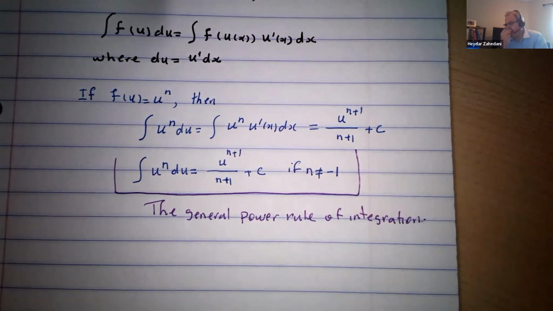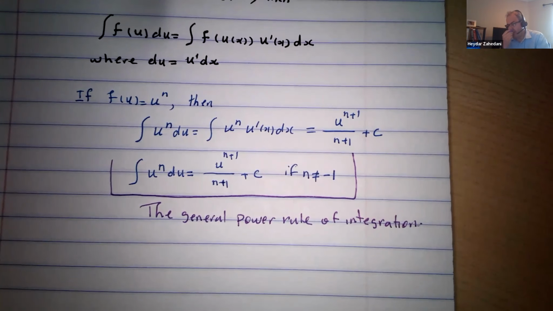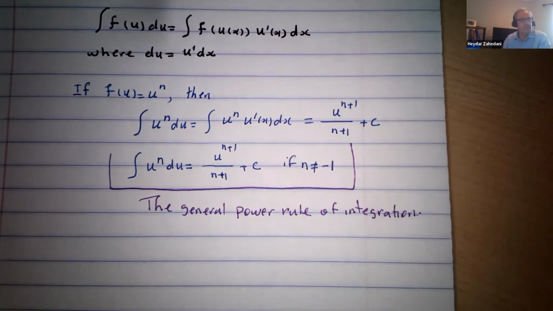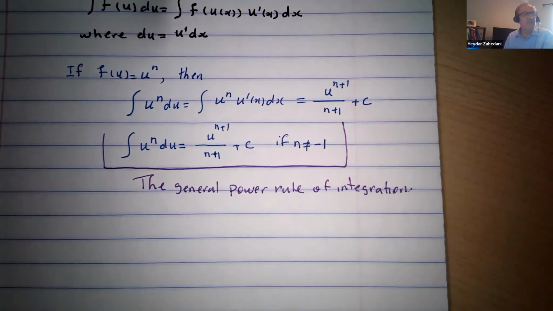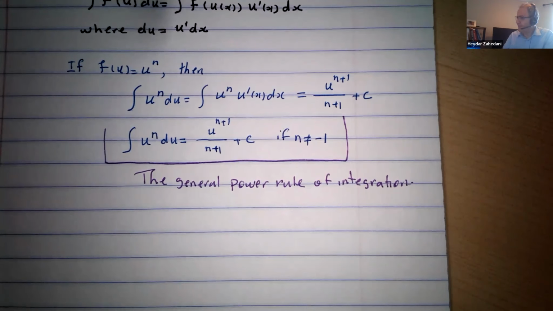So if you have only x to the n, this is going to be x to the n plus 1 over n plus 1. And if you have u to the n, it's going to be u to the n plus 1 over n plus 1 plus the constant c. Very important formula for us, and both formats are going to be used. So let me give you some examples of how we're going to operate with this one.